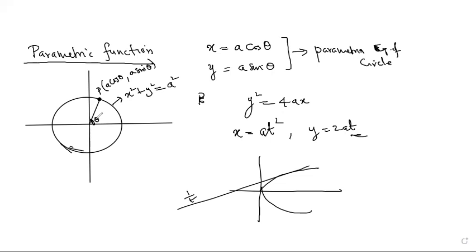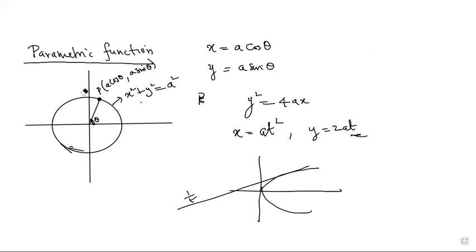So everywhere the parameter has some meaning. For example, here the parameter is this angle for the circle. For this one, the parameter is the reciprocal of the slope. Now, what we are trying to do in this exercise is, if the equation is given in parametric form, how will you find its derivative? So I'm going to teach you two methods.